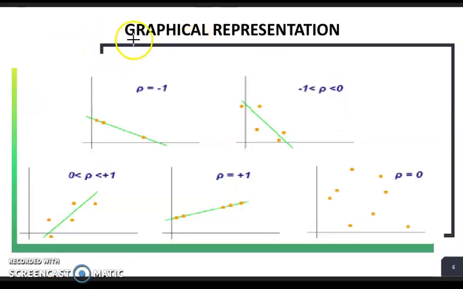Now, this is the graphical representation for those values. If it is a negative correlation, the graph linearly decreases. See here also, it linearly decreases. For positive correlation, it linearly increases. For zero correlation, there is no line drawn between these values because they are arranged in a scattered manner.